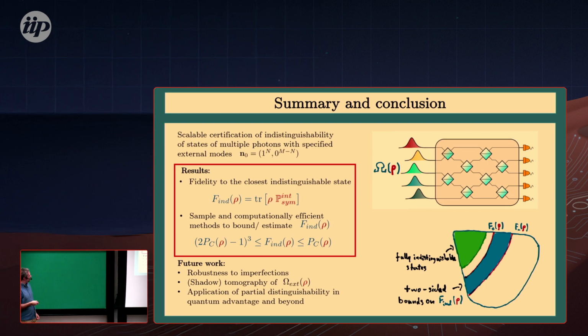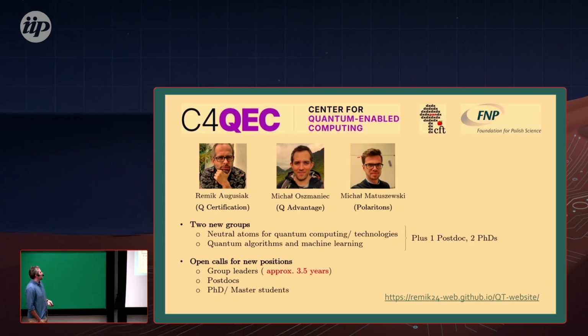There is some nice mathematics in this game hidden under the hood. For example, it would be nice to have a shadow tomography protocol for those internal degrees of freedom. And I think there is some room to explore when it comes to applications of partial distinguishability in quantum advantage schemes and other quantum algorithms because of this mathematics.